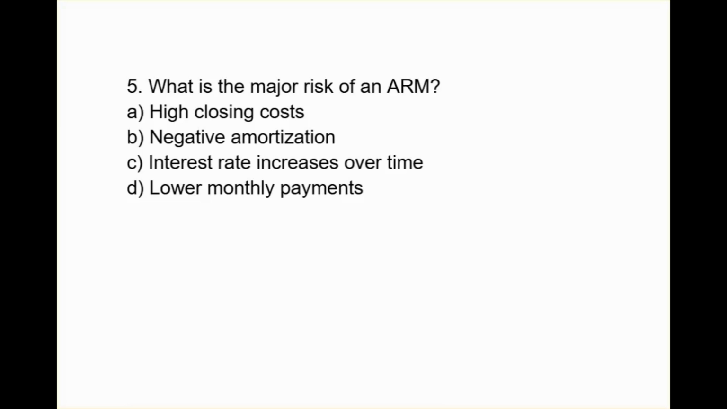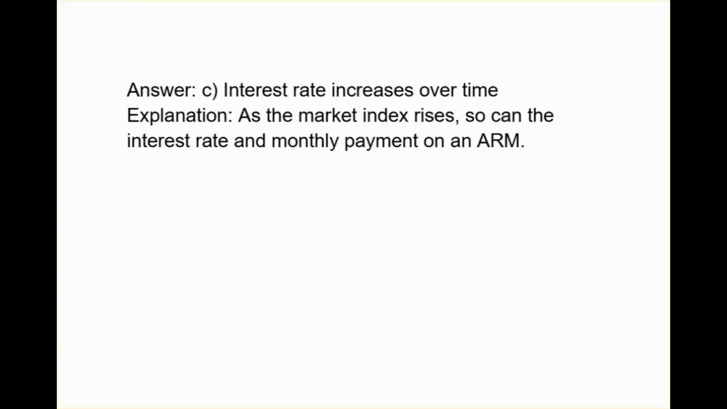What is the major risk of an ARM? A. High closing cost. B. Negative amortization. C. Interest rate increases over time. D. Lower monthly payments. C. Interest rate increases over time. As the market index rises, so can the interest rate and monthly payment of an ARM.